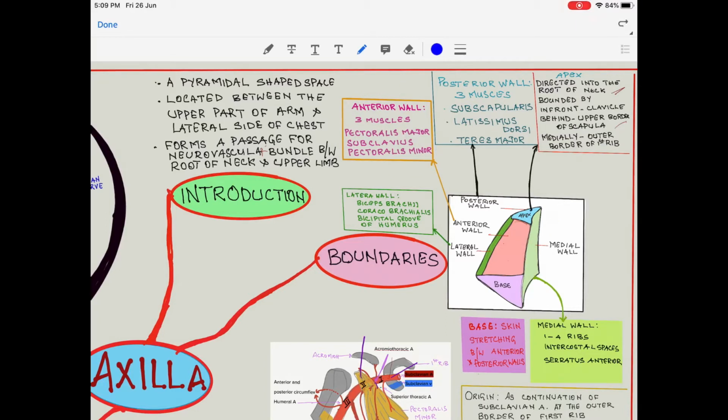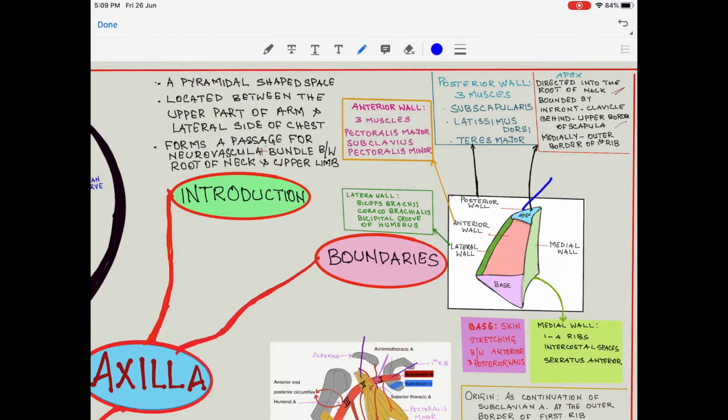Now the posterior wall. The posterior wall is formed by 3 muscles: subscapularis, latissimus dorsi, teres major. These muscles form the posterior axillary fold. The lateral wall. The lateral wall is the narrowest and it is mainly formed by the bicipital groove or intertubercular sulcus of humerus, biceps brachii muscle and coracobrachialis muscle.